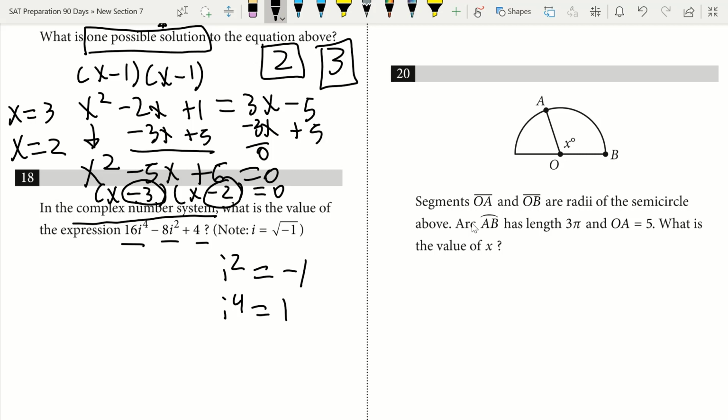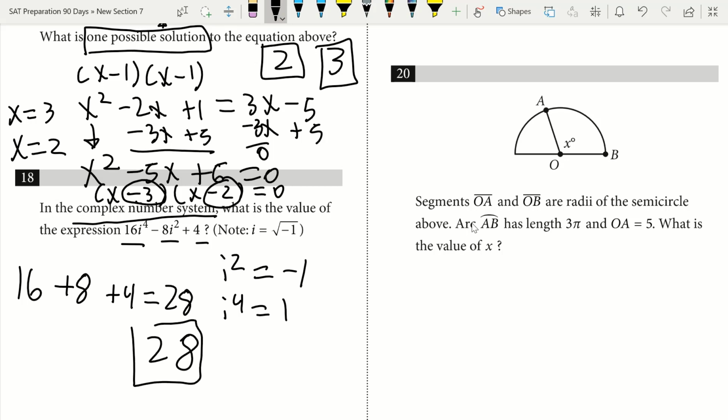So if i to the fourth equals 1, then we know that 16 times 1 is just going to be 16. And then we have minus 8 times i squared. We know i squared is -1, so that means we just flip the sign. And then we have to add 4 as well. And we see that we're going to get 16 plus 8 is going to give us 24 plus 4. Our answer will be 28.